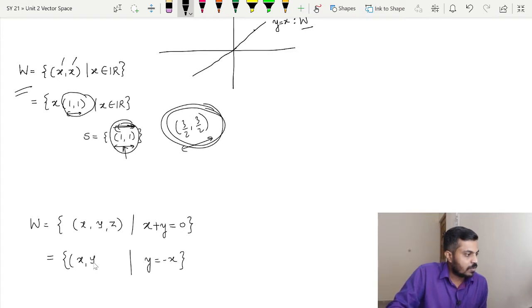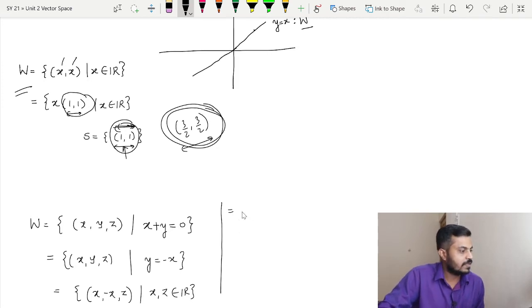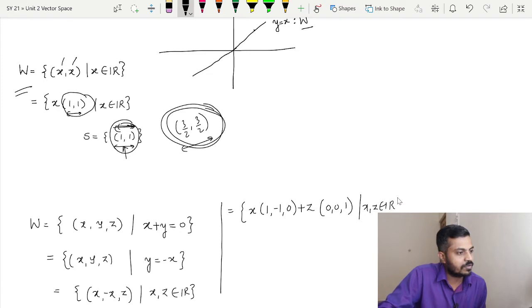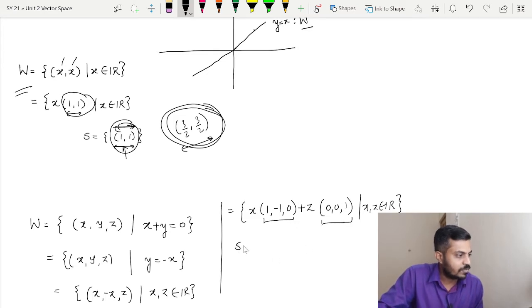So (x, y, z) is equal to, if I put y is equal to minus x, (x, minus x, z) such that x and z belong to R. And if I simplify it further, if I take that x out, it will be x times (1, minus 1, 0) plus, if I take that z out, z times (0, 0, 1), such that x and z belong to R. Now take note here, these two vectors are important to us, which are nothing but (1, minus 1, 0) and (0, 0, 1).